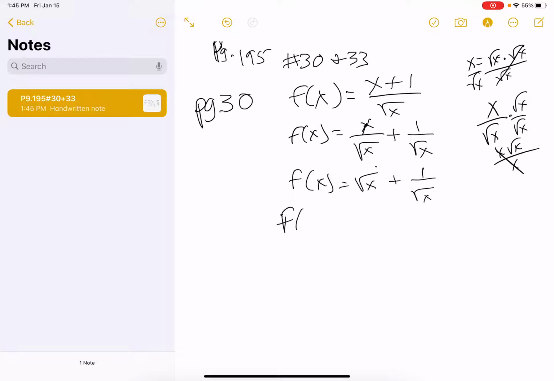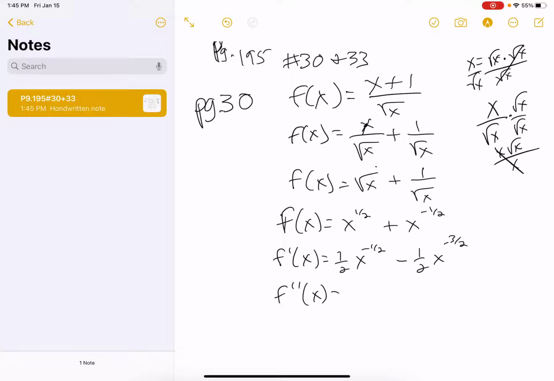Okay, so then f of x equals x to the 1/2 plus x to the negative 1/2. Now when I do my first and second derivative, it's going to be so much easier because I can just do two simple power rules. So f prime is going to be 1/2 x to the negative 1/2 minus 1/2 x to the negative 3/2. So I'm just bringing my power down, going down one on my exponent, doing the power rule. So my second derivative is going to be negative 1/4 x to the negative 3/2 plus 3/4 x to the negative 5/2.